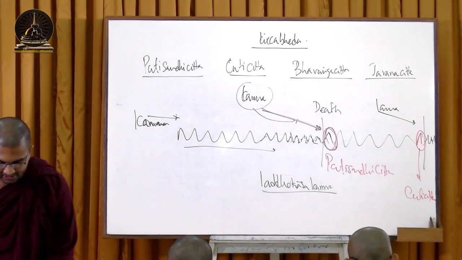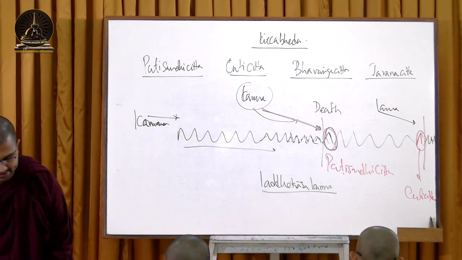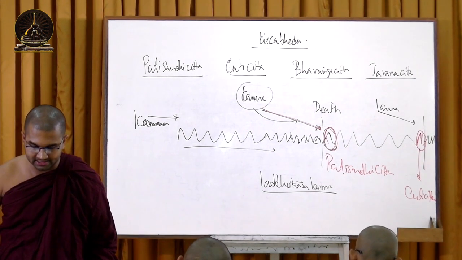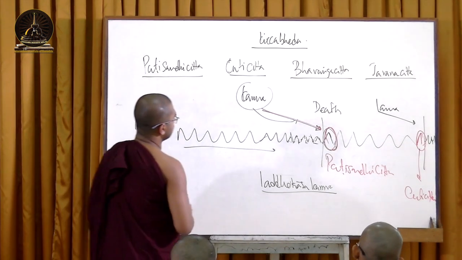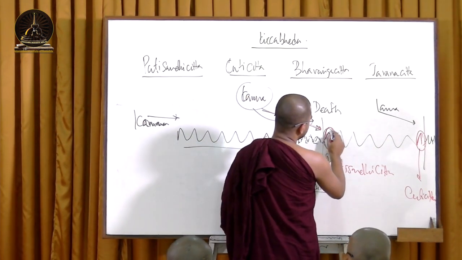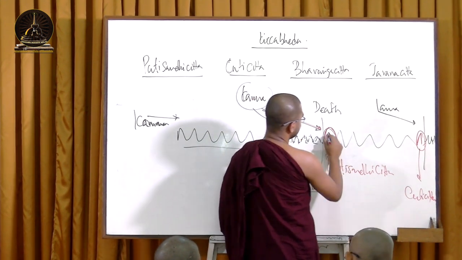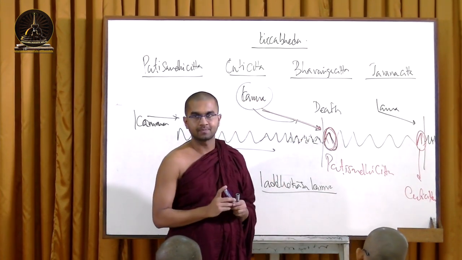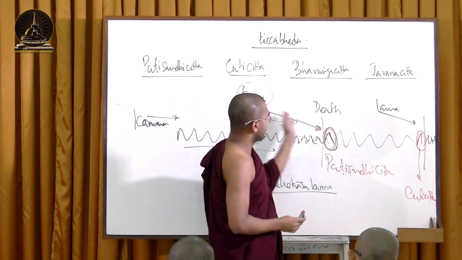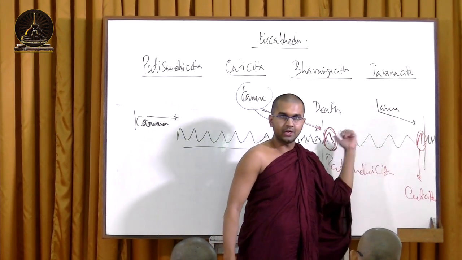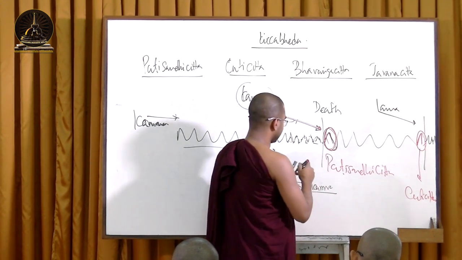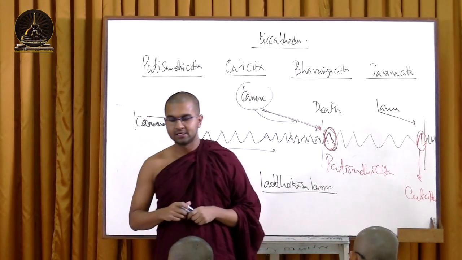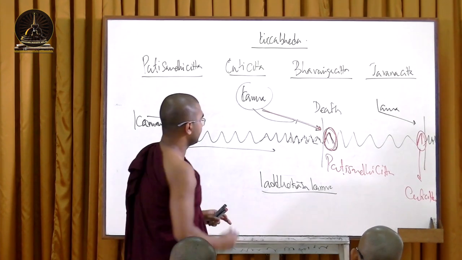Anyway, we'll continue with the kicca lesson. These are the two functionings, paṭisandhicitta and cuticitta. And then we come to bhavaṅgacitta. Bhavaṅgacitta means, when paṭisandhicitta arises, it passes away instantly. But the force of the kamma remains till our cuti. So in between, a citta similar to the paṭisandhicitta will occur continuously, one after another.